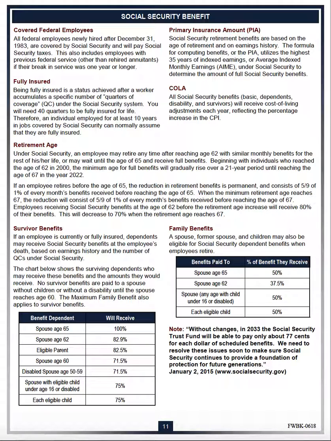This was 2015. Without changes in 2033, the Social Security Trust Fund will only be able to pay out about 77 cents for each dollar of scheduled benefits. We need to resolve these issues soon to make sure that Social Security continues to provide a foundation of protection for future generations. Social Security itself was not meant as a retirement vehicle. It's actually an insurance plan. It's called an insurance benefit when you get it. It's not an annuity.